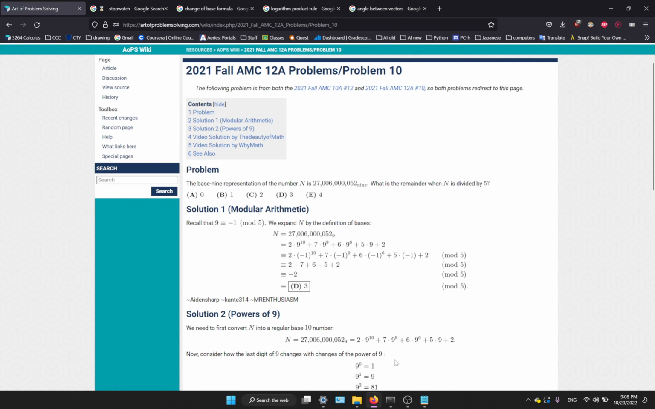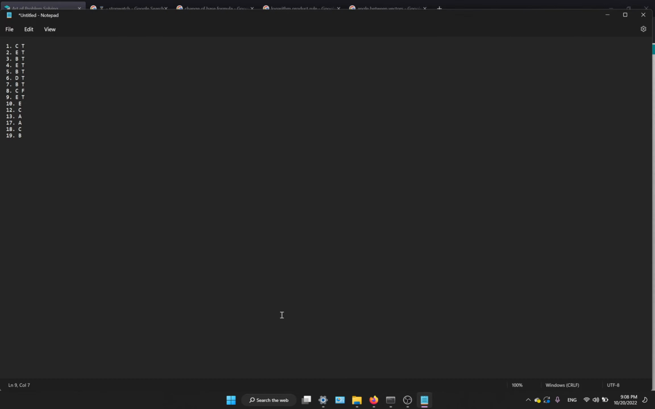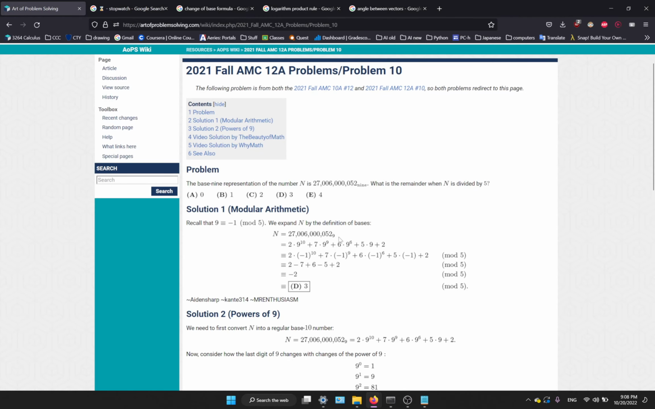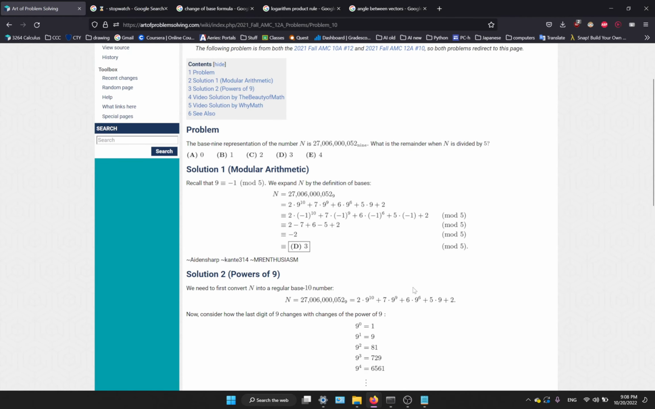Modular arithmetic. I don't think this one's good. I think I got it wrong. 10D. Ah, that hurts. I need to learn this modular arithmetic thing, bro.